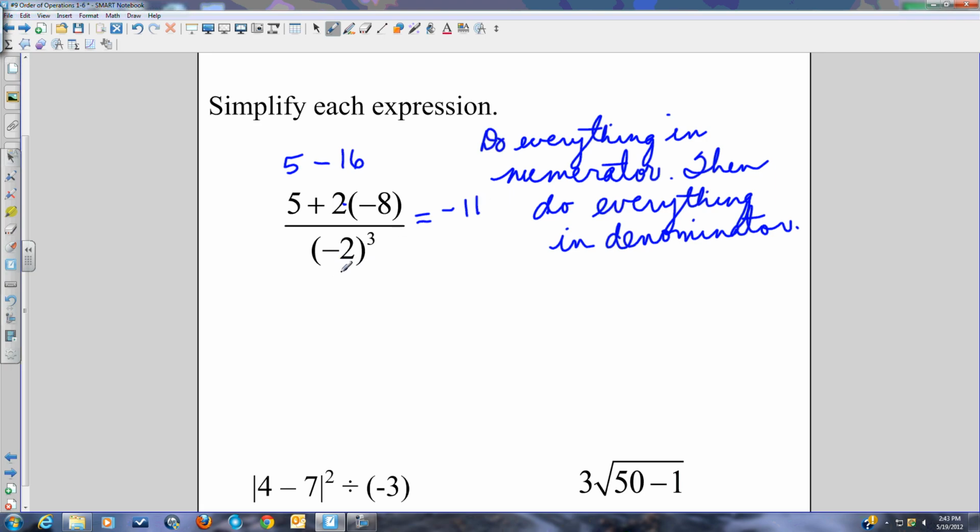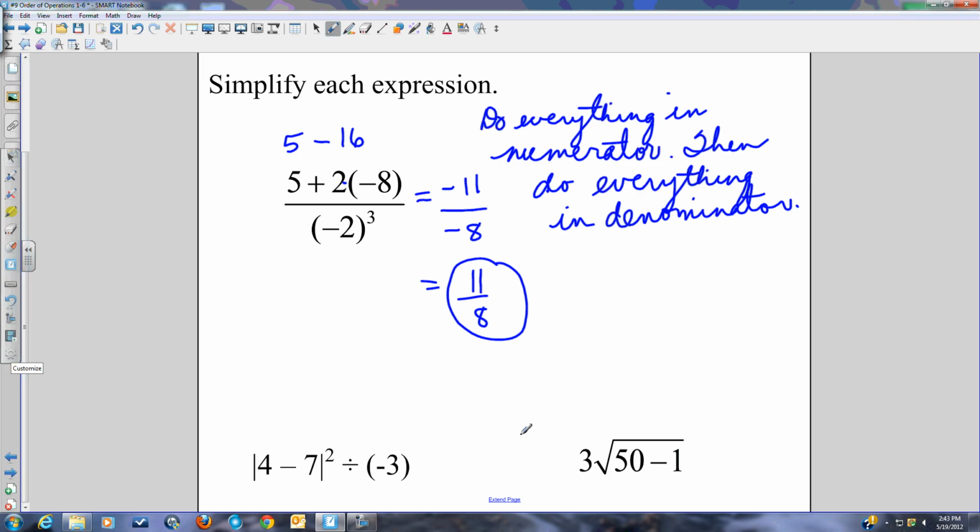In the denominator, negative 2 to the third power gives you negative 8. So we have negative 11 over negative 8. And to simplify, the only thing we can really do is note that a negative divided by a negative is a positive. We can't reduce this any further, so we have positive 11/8. Going to the next one.